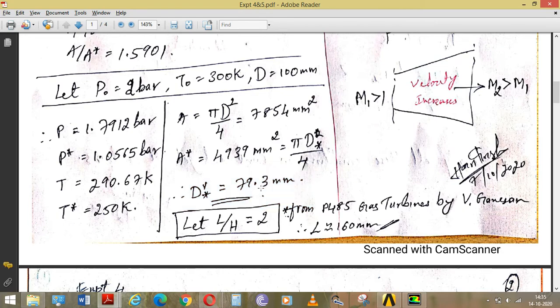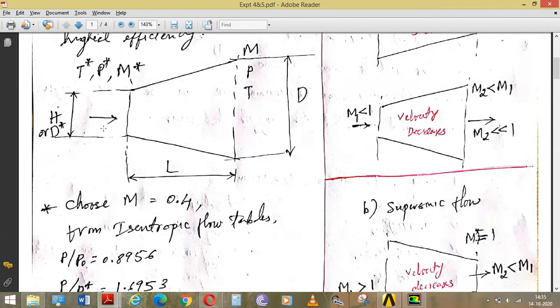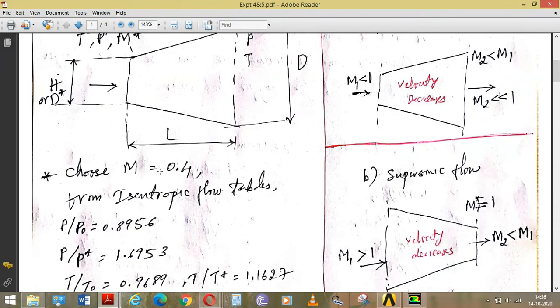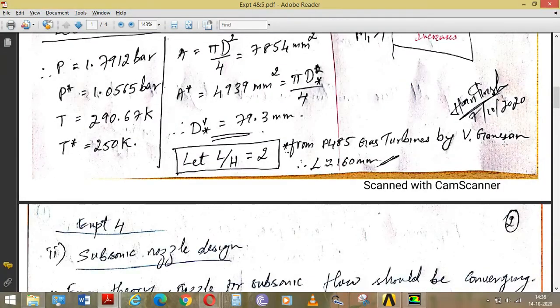Okay. Now the duct can be of any length with the same area ratio. So you can keep this left side diameter 80 and right side diameter 100, and you can elongate the duct to any length. But we can't do that. For that, I told there's a page in Gas Turbines by V Ganesan, page 485. You can refer to that, or else I'll get the picture later.